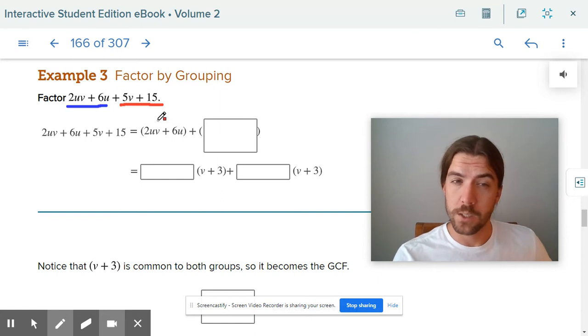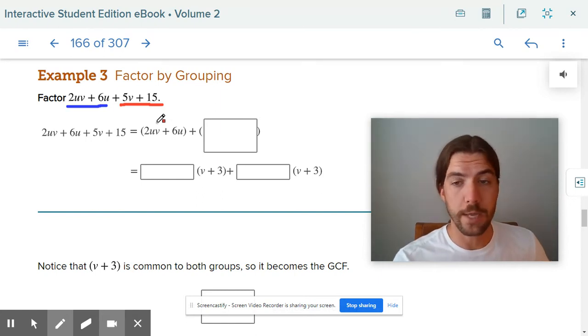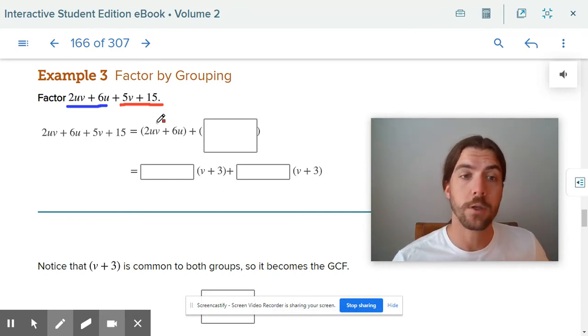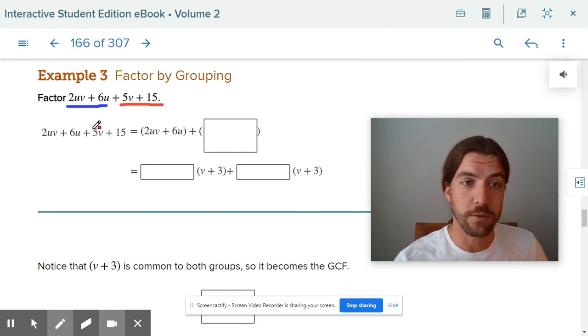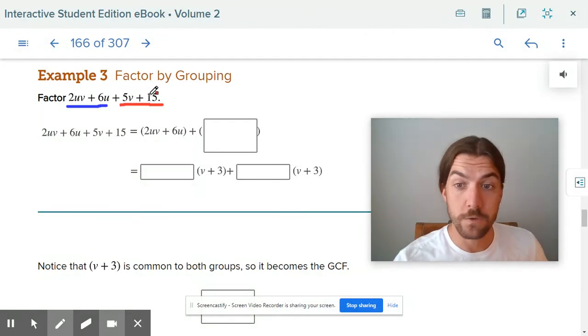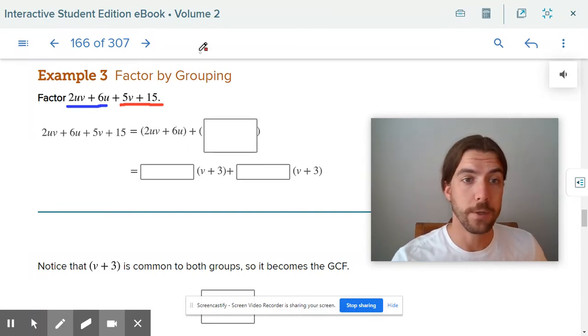Now, you could have picked different groups. There's not just one way to solve it, but mainly you choose the group by identifying that there are things that are shared within those groups. So within the blue group, what do you notice being shared? Well, hopefully you notice that there is a u in both of these. In the red group, what do you notice being shared? Well, there's not a v in both of these, but 5 and 15 are both things that can be divided by 5. Okay, so they both have a factor of 5 in them.